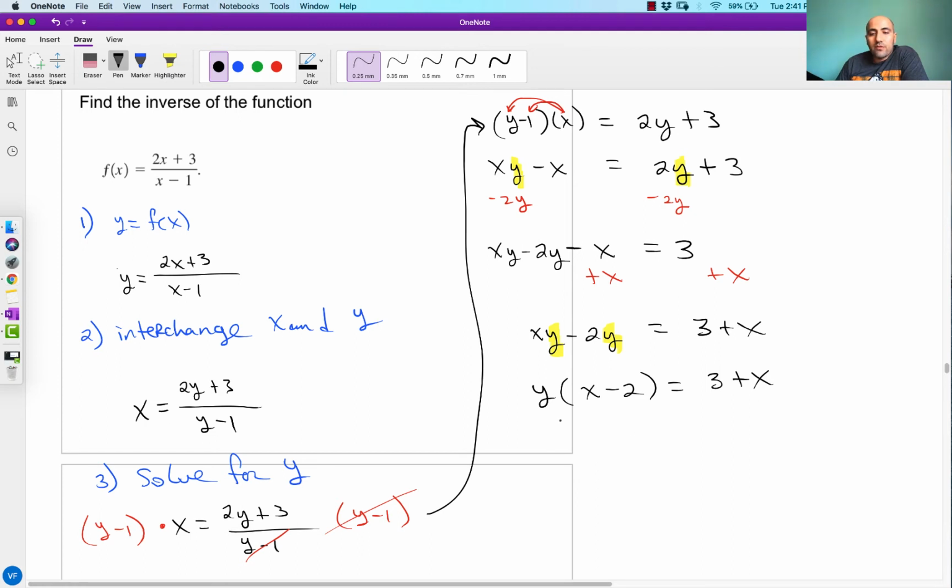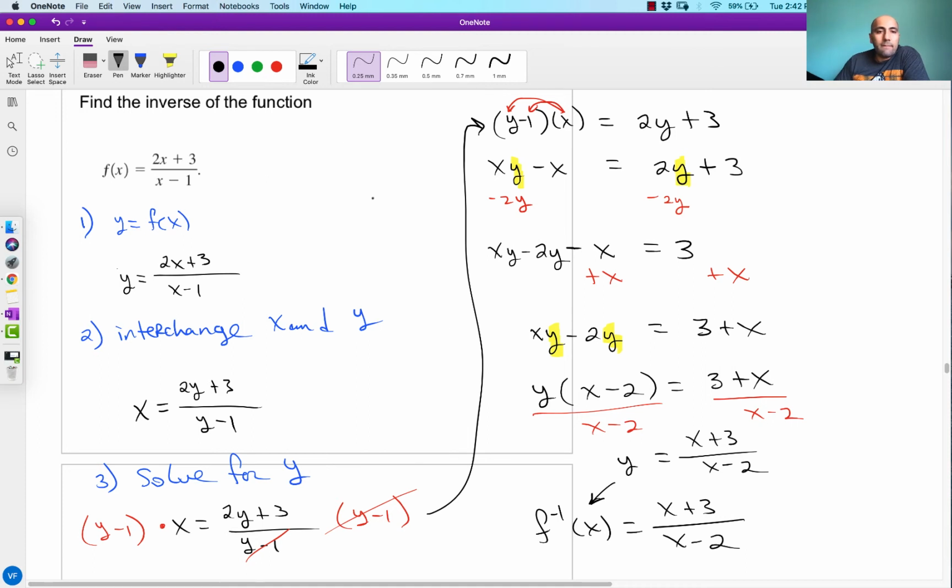And now we want to divide both sides by this quantity. So let's divide this side by x minus 2 and this side by x minus 2. And what we have as a result is y equals, and I'm just going to flip these around, (x plus 3) divided by (x minus 2). And then the last step is to let f inverse of x equal y. Because you're done. That's our answer. F inverse of x is (x plus 3) over (x minus 2).